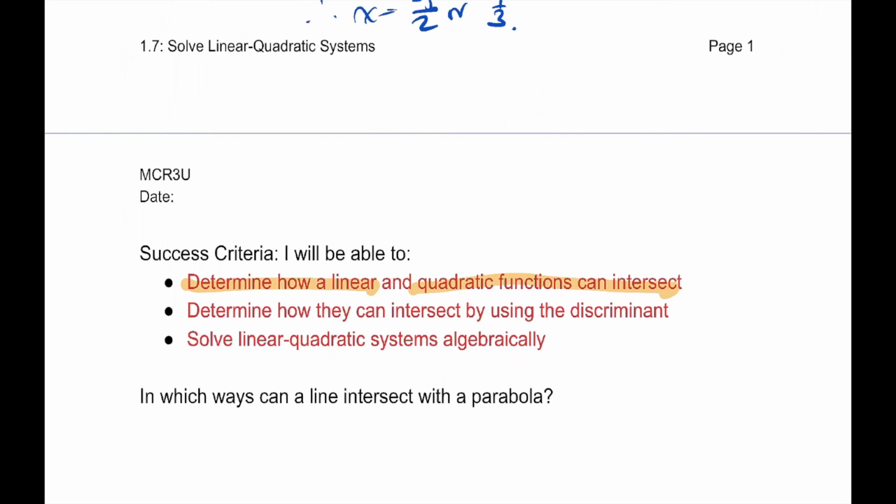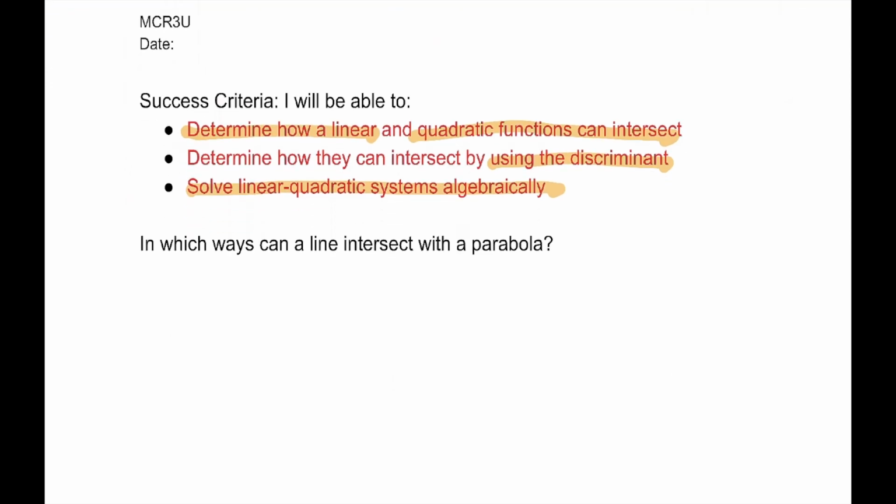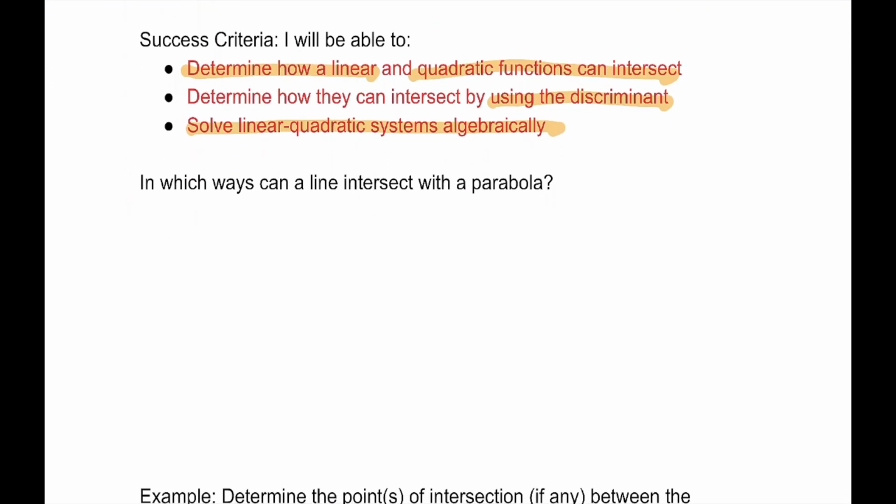Determine how they can intersect by using the discriminant, or really how many points of intersection it's going to have by using the discriminant. And finally, we will solve a linear quadratic system algebraically. In other words, finding the points of intersection or the values of x and y that make both of our equations true. So let's go off and first explore how many ways can a line intersect with a parabola.